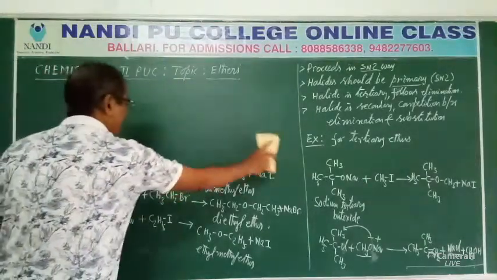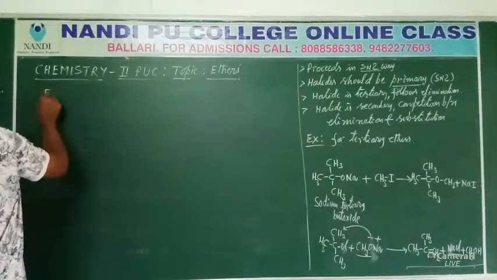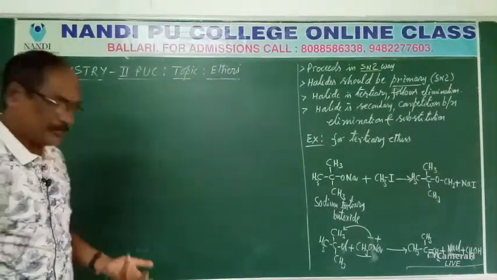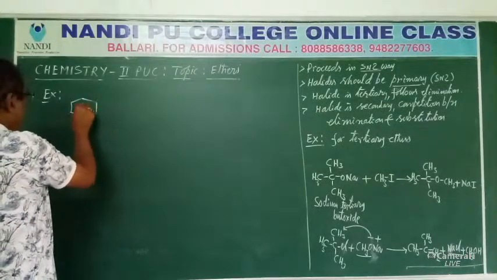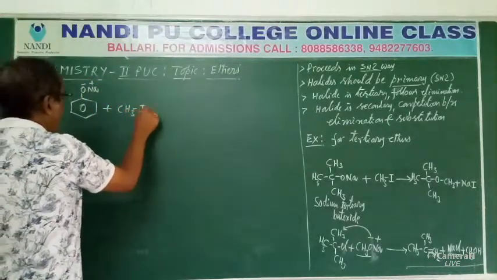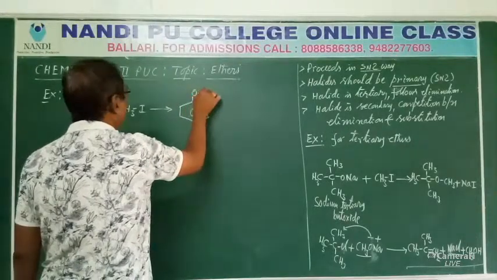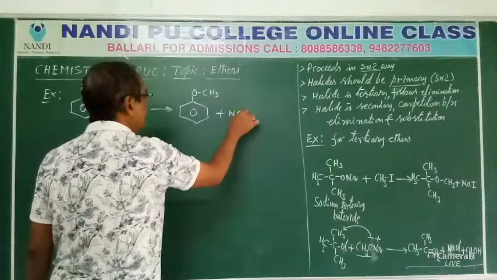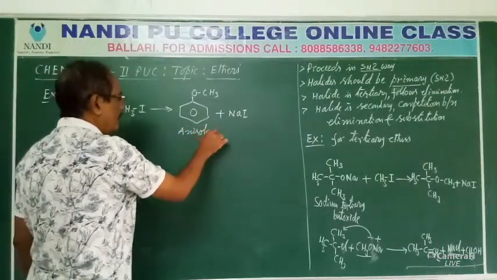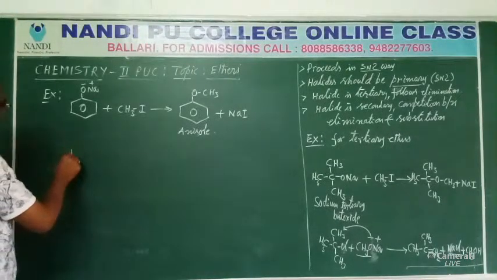Next, one more similar example. Suppose I want an ether with a phenyl group. Then what will happen? Same thing: to get this phenyl ether, I need to take phenoxide ion plus CH3I, which gives OCH3 plus NaI. We will get anisole, methyl phenyl ether.